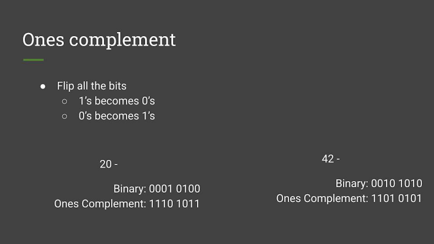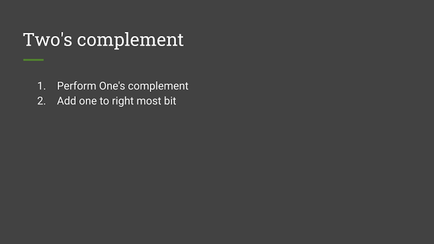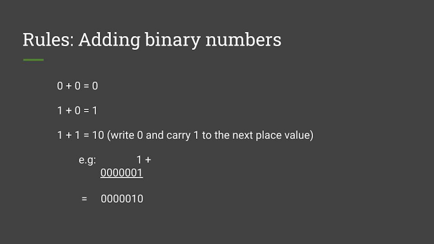Another quick example, we have 42. Same thing, flip all the 0s to 1's and 1's to 0s, and we've got negative 42 in 1's complement. So the difference between 1's complement and 2's complement is we add a 1 to the result. And I'll explain why later, but let's have a go at it now. And just remember, these are the addition rules for adding binary numbers. When working with binary numbers, 0 plus 0 equals 0, 1 plus 0 equals 1, 1 plus 1 equals 10, so we write the 0 and carry 1 to the next place value.